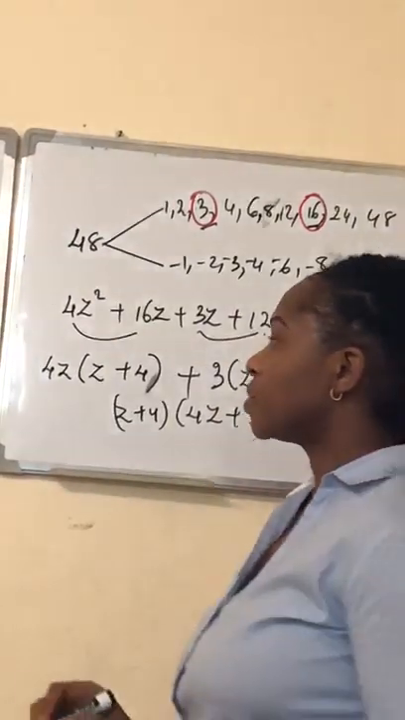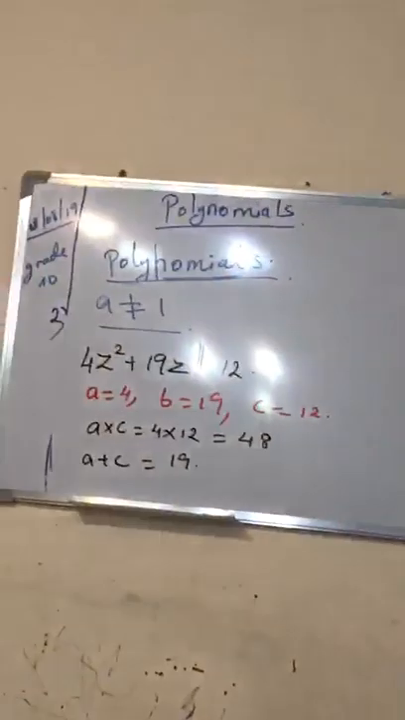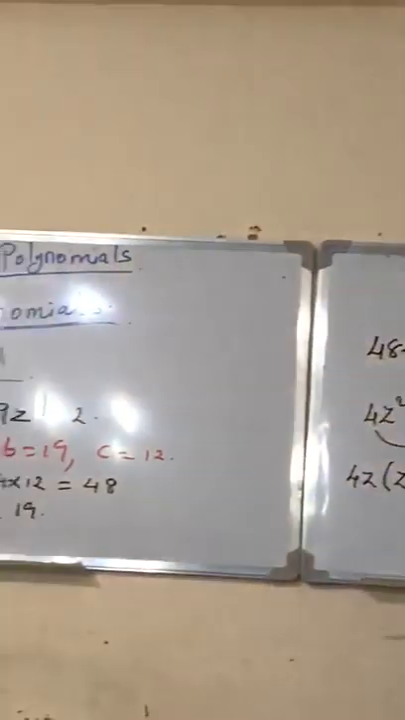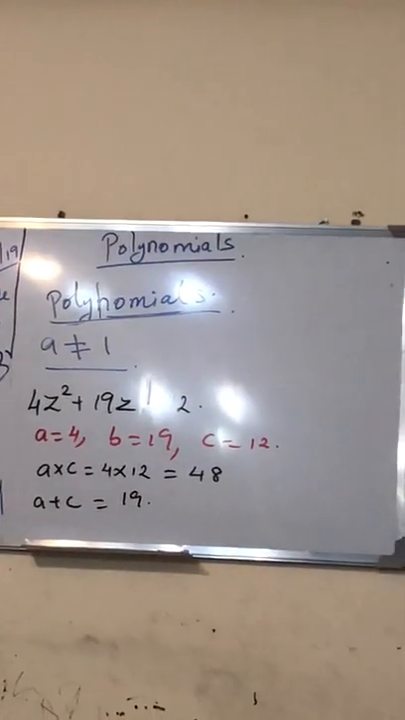So we have seen two examples of how, when the coefficient of the first term in the trinomial is different from 1, and when it is 1.